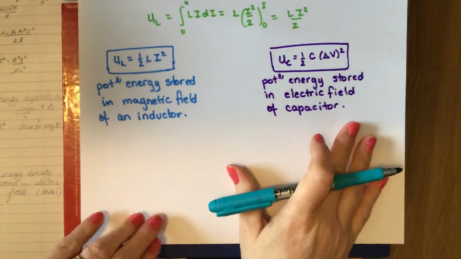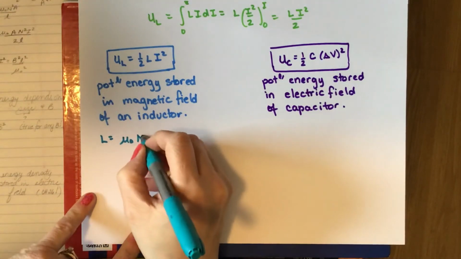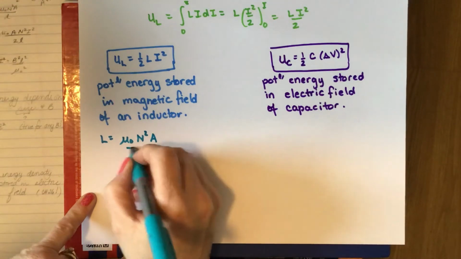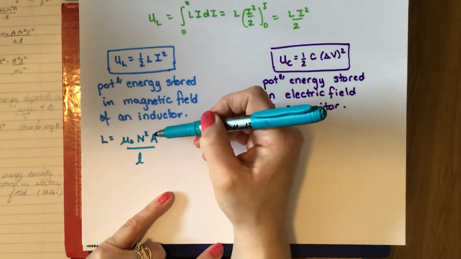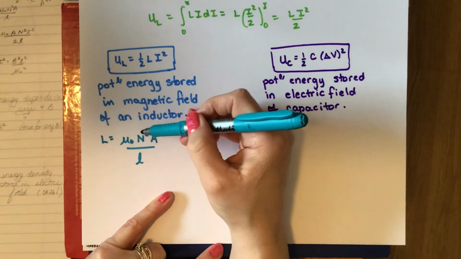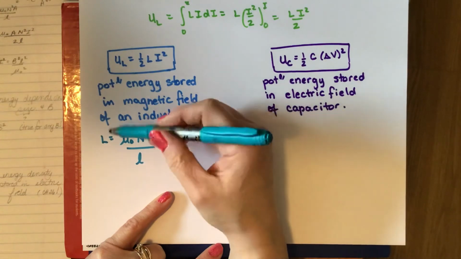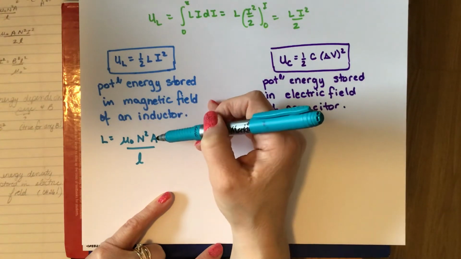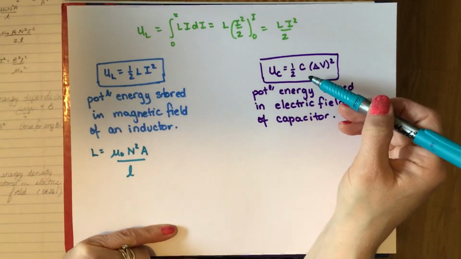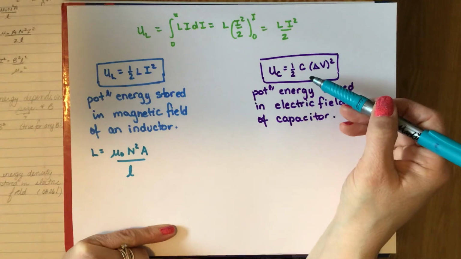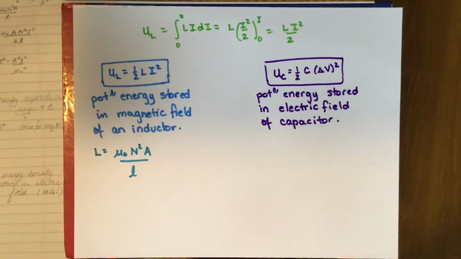So we can remember that L is equal to mu naught times n squared times A divided by the length. So this is the inductance of a solenoid or a coil of wires. The inductance depends on the number of turns, the area of the solenoid, and the length. Kind of interesting that it only depends on the physical properties of the solenoid. Just like in our capacitor, it only depended on the physical properties of the capacitor itself. That's what the capacitance depended on. So again, another similarity there.